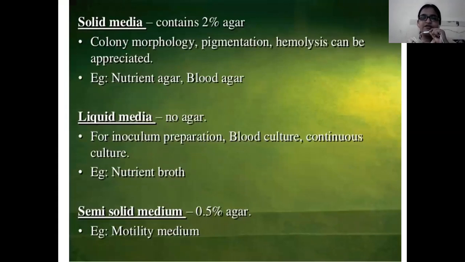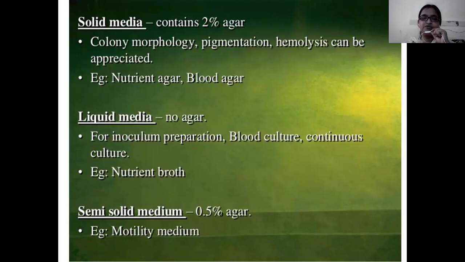So as we have discussed, solid medium contains usually 2% agar, and we can see the colony morphology, pigmentation, or hemolysis of the microorganisms. Examples are nutrient agar and blood agar. Liquid media, the basic difference between solid and liquid media is agar. If we add agar to the same media, it will become solid. If we don't add agar, it will become liquid media.